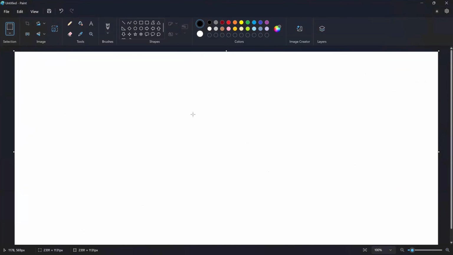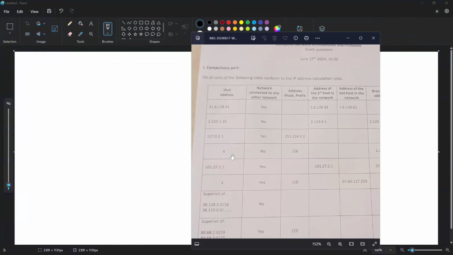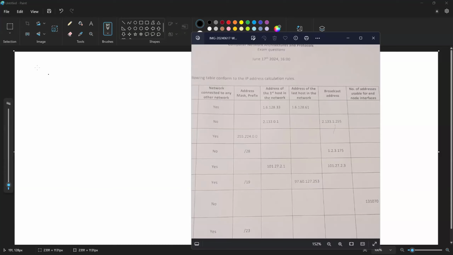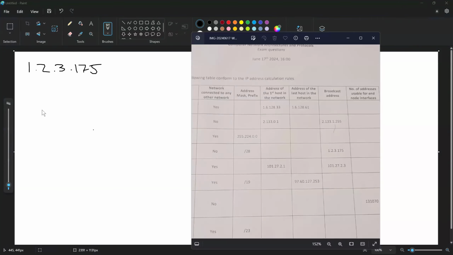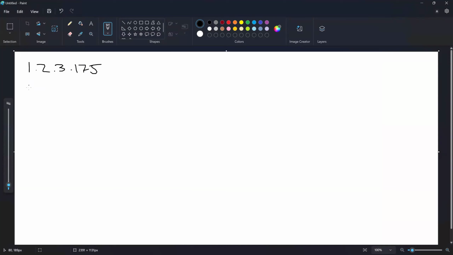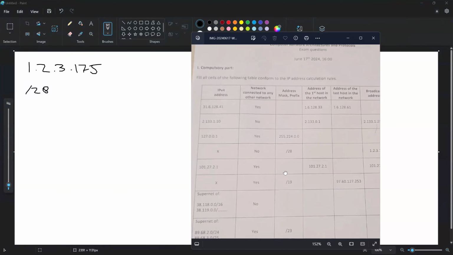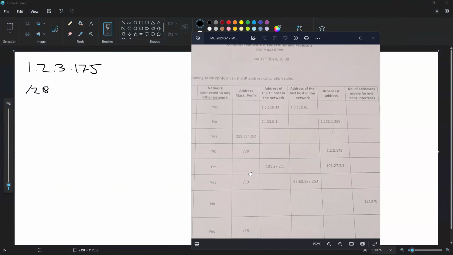Let me show you. So we have an IPv4 address of 123.175 and a net mask of /28. So 28 ones in a row. Since we have these, we need to find the first host and the last host. You can find the last host instantly by just subtracting 1 from the broadcast address. So I'll do that at the end. First, we'll find the first host.